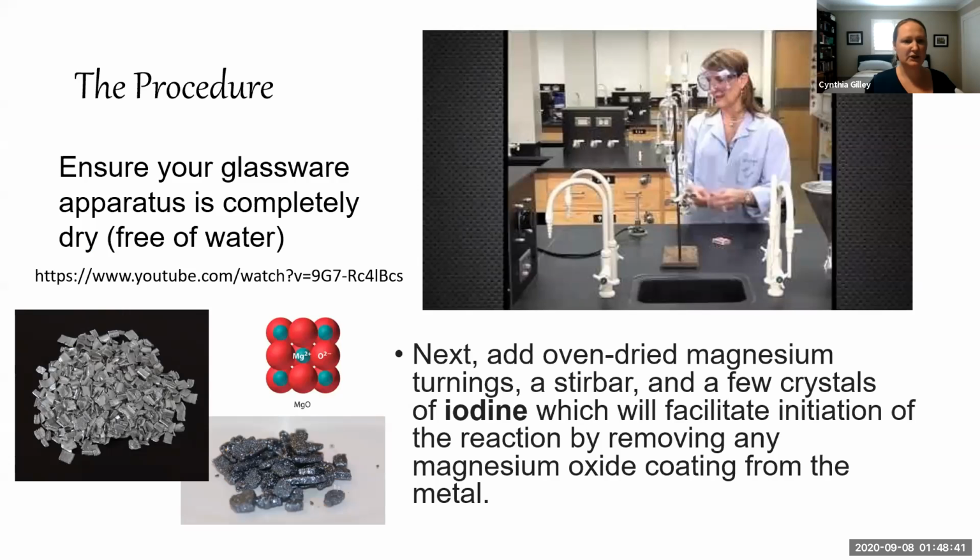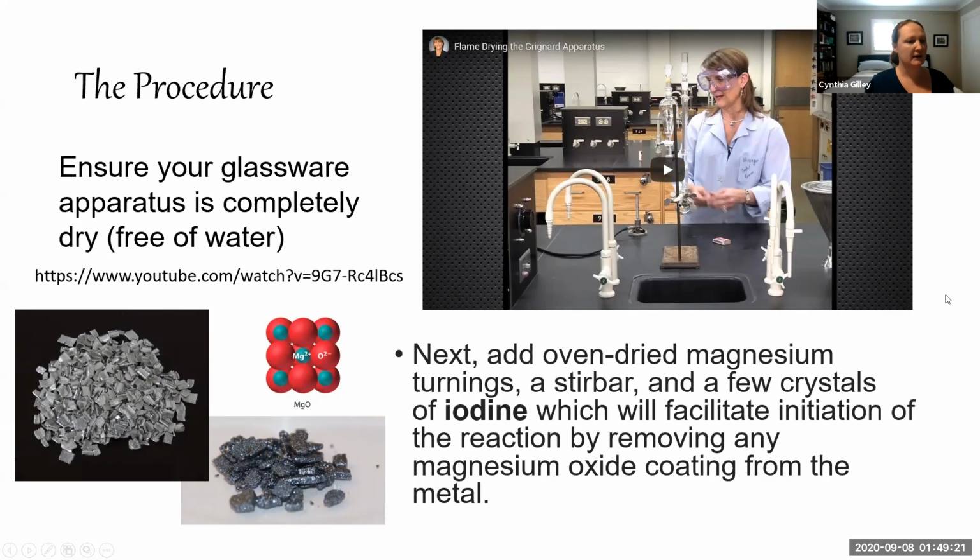Let's talk about the procedure. So for the procedure, the first thing you want to do is get your setup prepared, and the glassware needs to be completely free of water. That's what this video is there for. It shows the complete flame drying process of the entire glassware setup for the Grignard reaction, and I recommend that you take a look at this after watching this video. I've uploaded the PowerPoint slides, so you can watch this video, and here's the link if you need it.